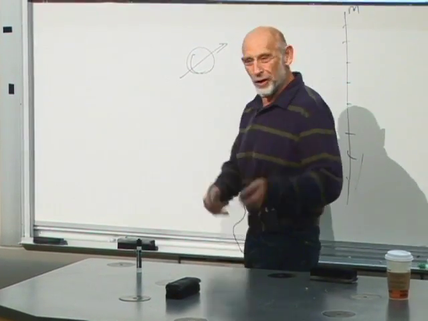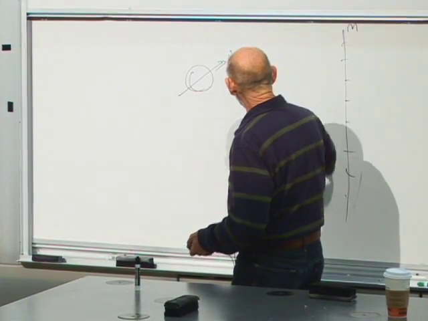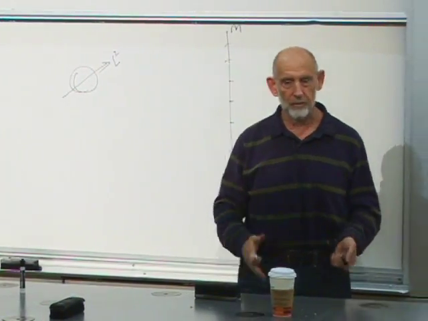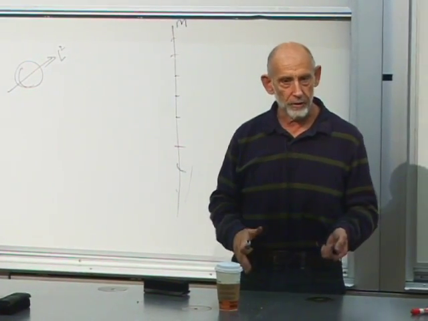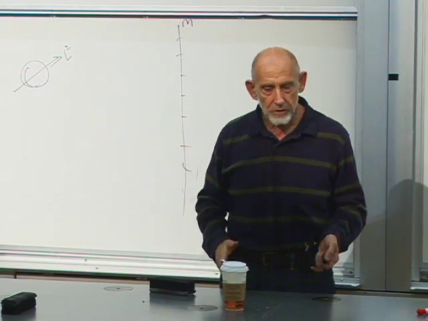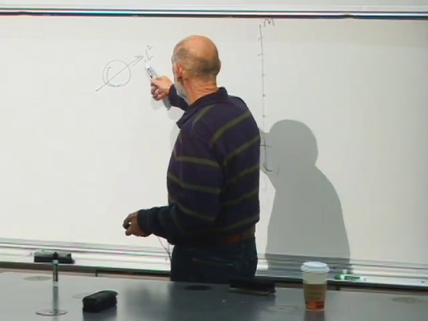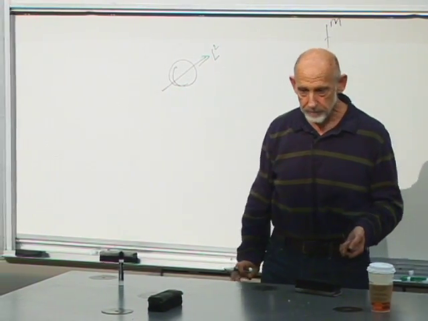So another way of saying it is that there's a given length or a given value of L squared. The magnitude of L is fixed, and it characterizes the particle. Just as a particle is characterized by mass, it's also characterized by a length of the angular momentum vector, or better yet, the square of the length of the angular momentum vector.